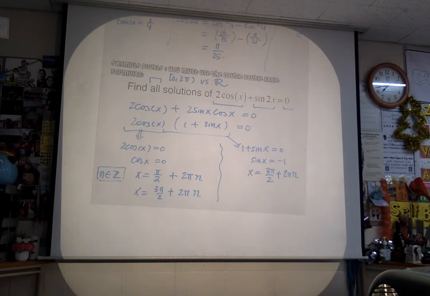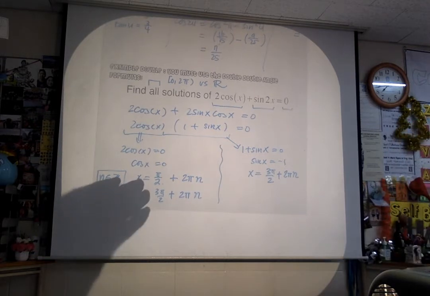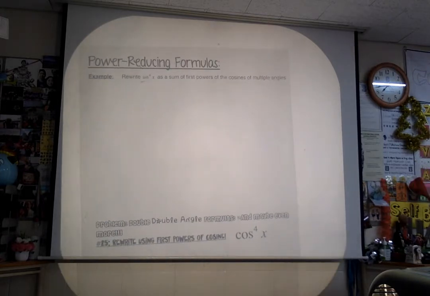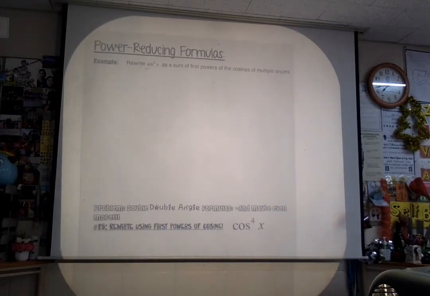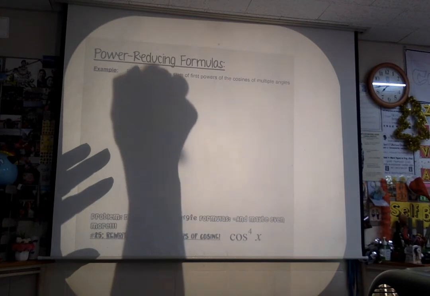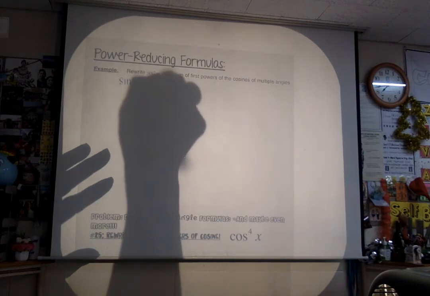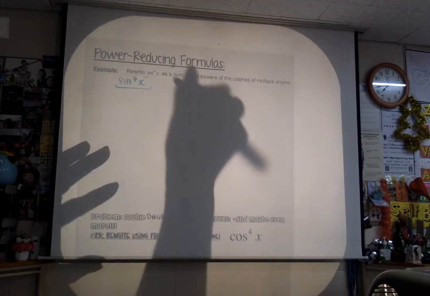All right, let's move on to power reducing, okay? We're going to give you a little taste of every type of formula that you're going to have to use. The double angle, as you see, is pretty simple, no different than sum and difference and all the other formulas you've been using, okay? Now, I want you to write for me, and this one's going to take a while, okay? Sine to the 4th x as a sum.